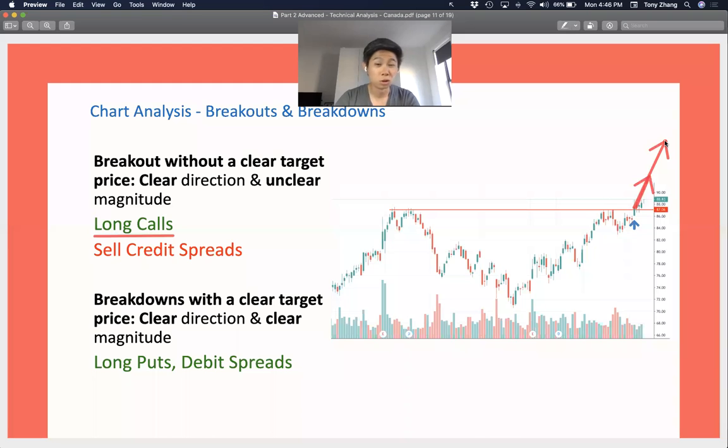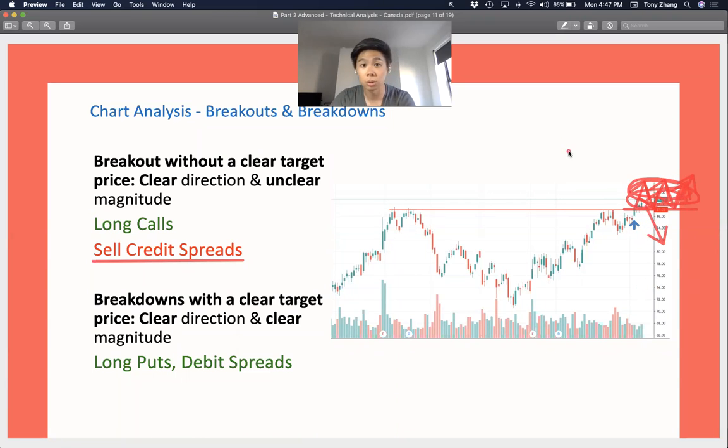Now, if you are more neutral, right, maybe you think that now instead of this $87 being resistance, 87 is support, but you've also seen many times where a stock will just trade above that range, right? It doesn't really go significantly higher. It just stays above this new $87 floor. If that's the case, then you're better off selling a credit spread, because a credit spread will profit as long as the stock stays within this particular range and as long as it doesn't fall back below that support level.